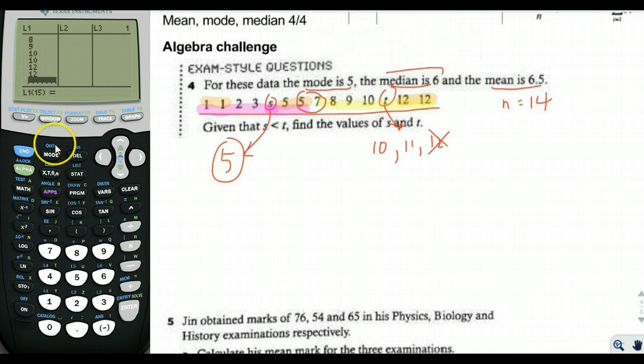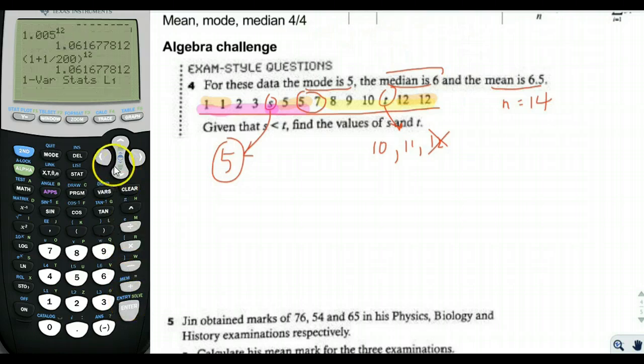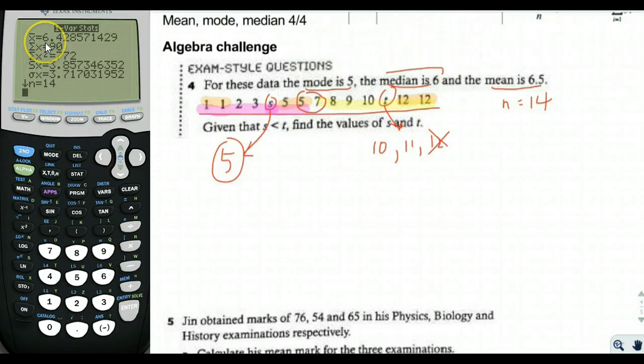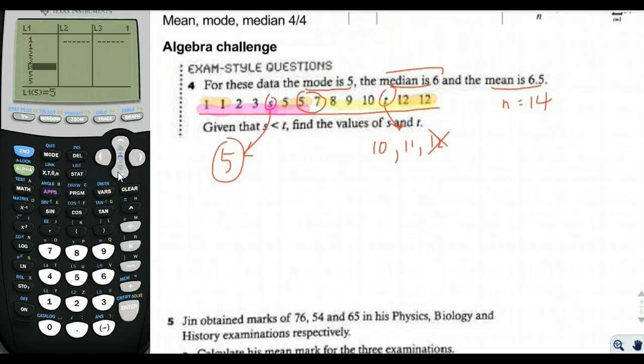So I put 10 in first. Let's see if that works out. So we'll go stat, and we're just going to do a stat calc. The list is in L1, and we're going to go down to calculate and see what we get. We get that the mean x bar is 6.428, and we were looking for 6.5, so that doesn't seem to be right. Let's try stat edit, and instead of 10 for the third to the last value, we're going to put 11.